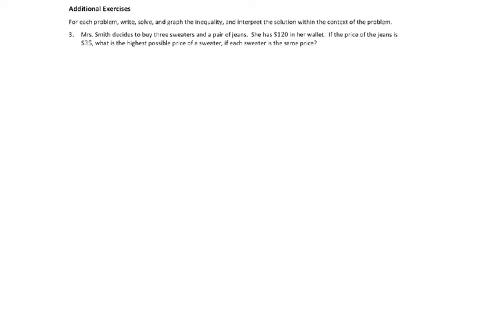So for number 3, it says Mrs. Smith decides to buy 3 sweaters and a pair of jeans. She has $120 in her wallet. If the price of the jeans is $35, so we know the price of the jeans is $35, we also know that she's buying 3 sweaters, so 3S. We don't know the cost of those sweaters yet. What is the highest possible price of a sweater if each sweater is the same price?